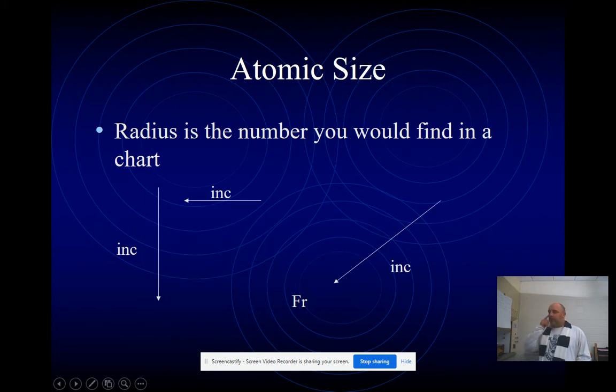So the first trend to know is atomic size. Atoms get bigger as they go down the periodic table. This is what this chart's supposed to do. And atoms also get bigger as we go across the periodic table to the left.